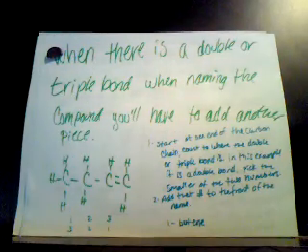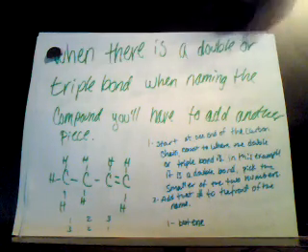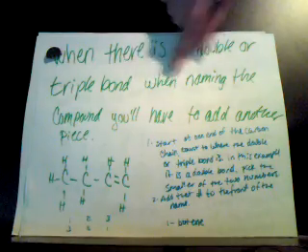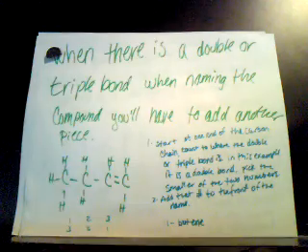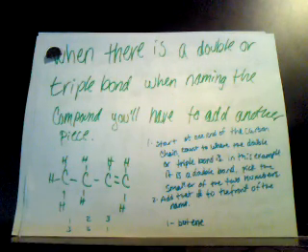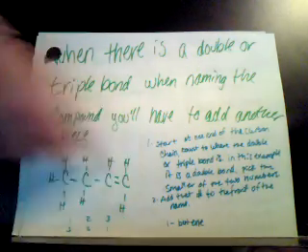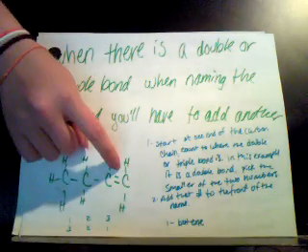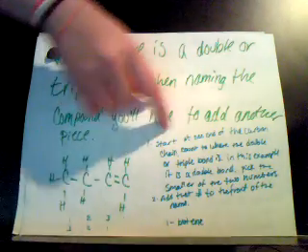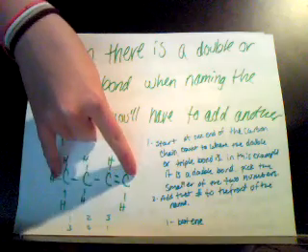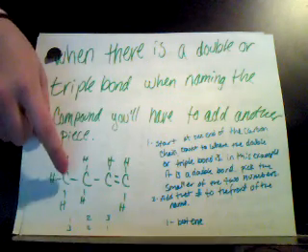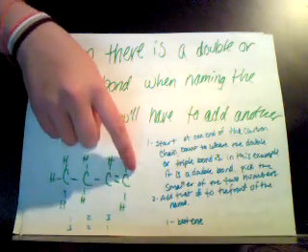When there is a double or triple bond, for the naming of the compound, you'll have to add another piece to it. I have an example here. When you have a chain of 4 carbons and there's a double bond, you have to start and name the main chain of carbon. It's 1, 2, 3, 4 carbons. That's but.